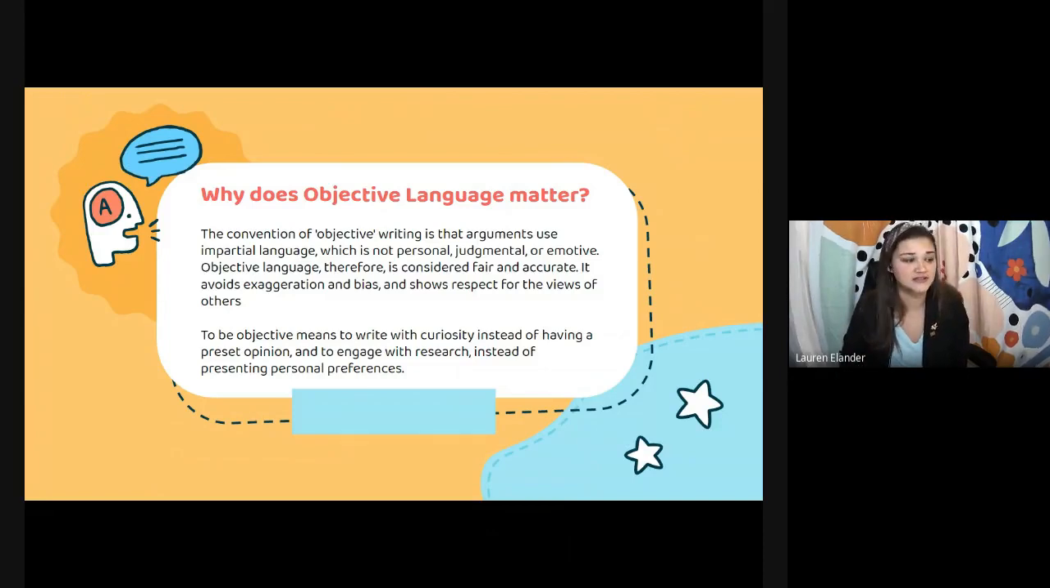It matters a lot. It's important because it shows that we are impartial, we're not using personal, judgmental, or emotive language, and instead we're using fair and accurate reporting. It avoids exaggeration, it avoids bias, and it shows respect for people who may disagree with you. To be objective in writing means that we're exploring the curiosity of a subject instead of having preset opinions. It's giving us a way to engage with data, with research, instead of just presenting our personal preferences as we start.